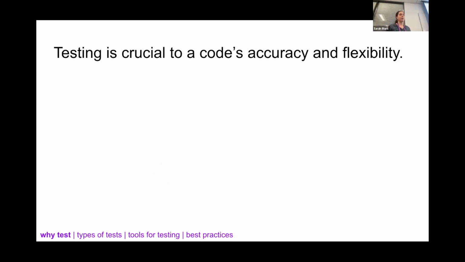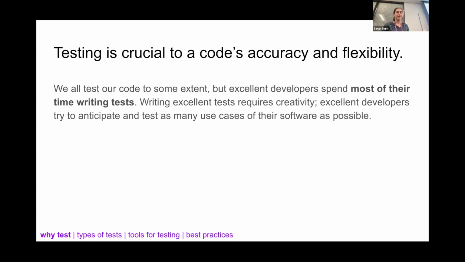Okay, so starting off with why test. Testing is really crucial to a code's accuracy and flexibility. We all, as astronomers, test our code to some extent, meaning that anytime we write a script, we might run it and see that it's producing the correct output. But I think the step between writing tests and being a really excellent developer is spending most of your time writing tests. That's why we're spending 2 hours on testing today on the last day, second to last day of the workshop. Writing excellent tests is hard and requires creativity. You have to think about it a lot.